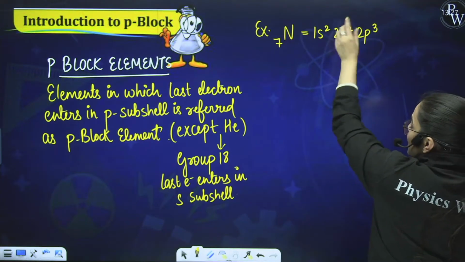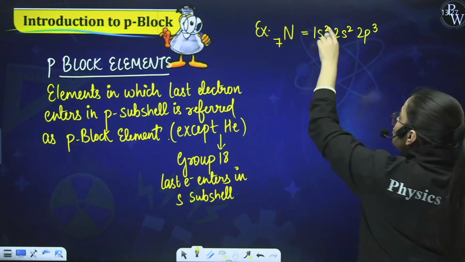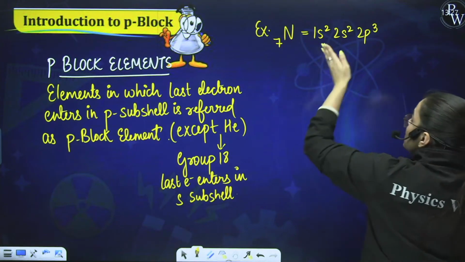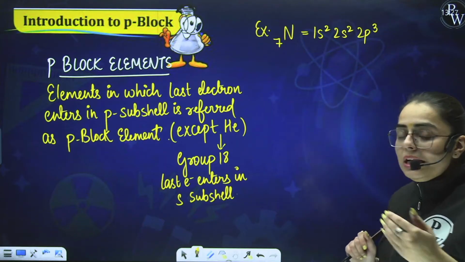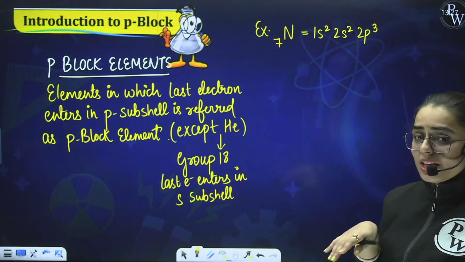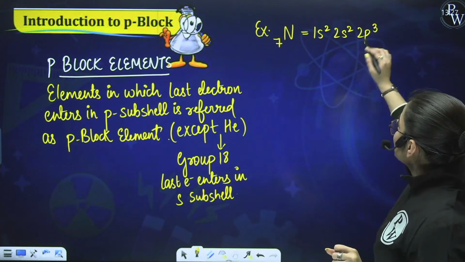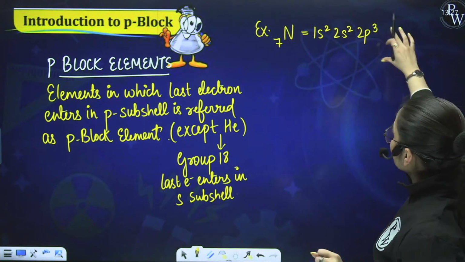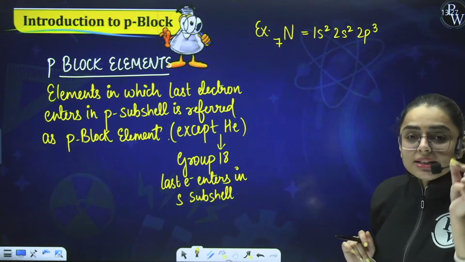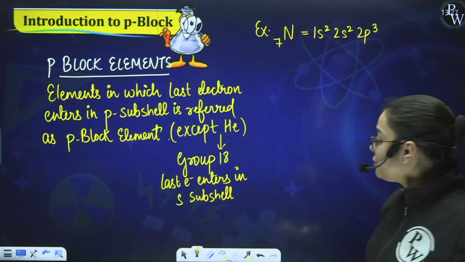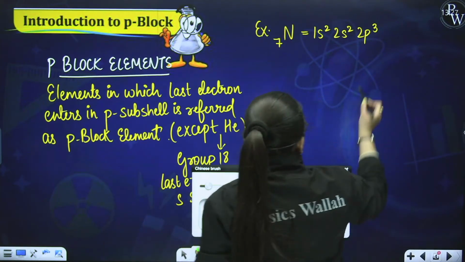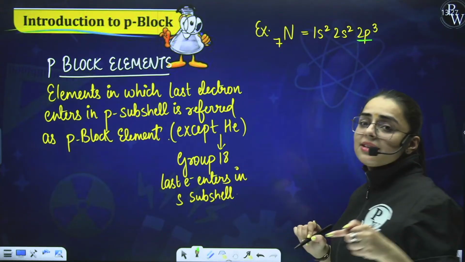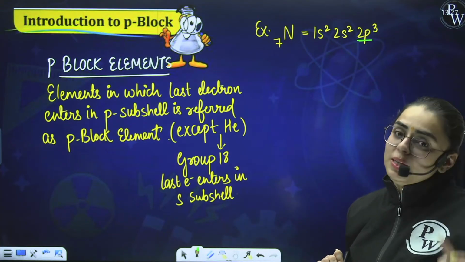Now it will enter the second subshell, 2s. Again in s, 2 will come, so 2 plus 2 is 4. 4 electrons are filled. How many are left? 3 are left. Now it will move, in the second shell only, to the p subshell. That means 2p3, because 3 electrons were left. So this is the electronic configuration. Now, is it a p block element? How do we identify? The last electron enters which subshell? The p subshell. So this is an example of a p block element.